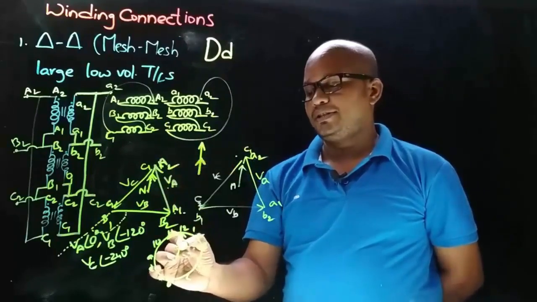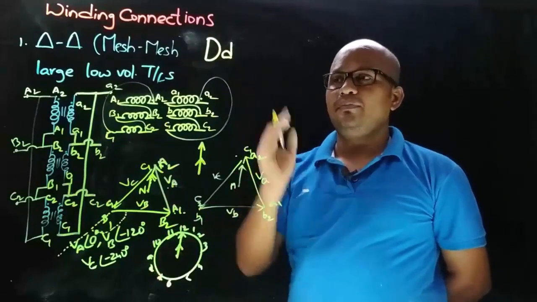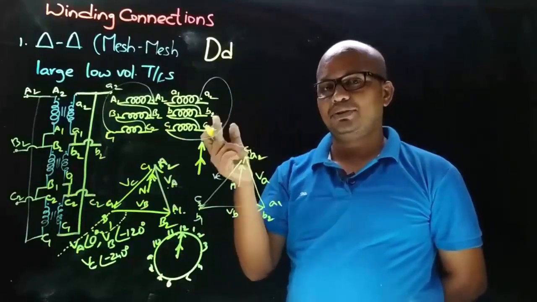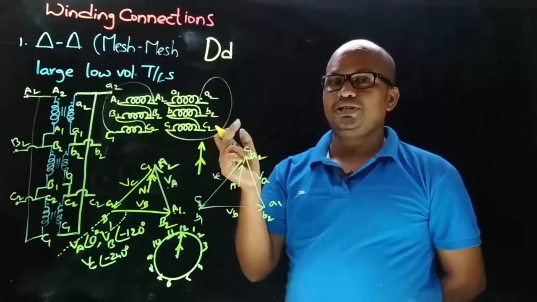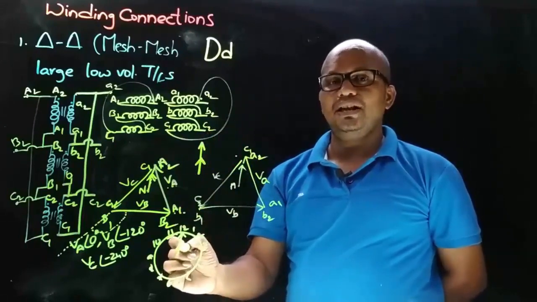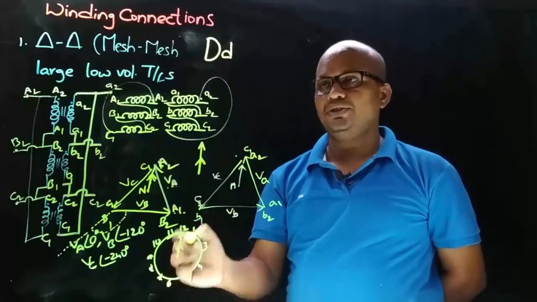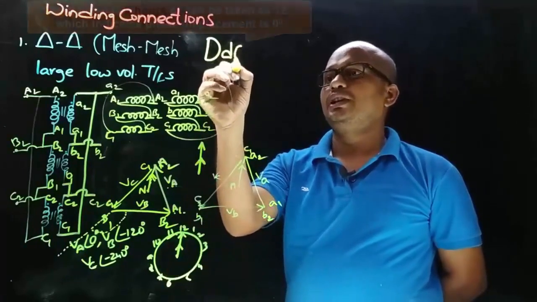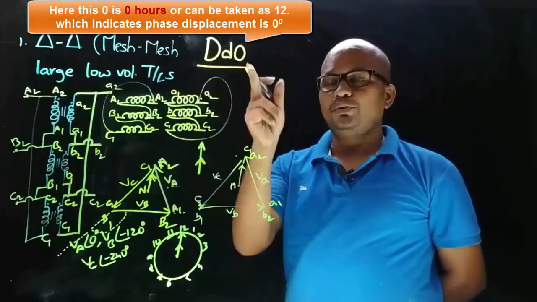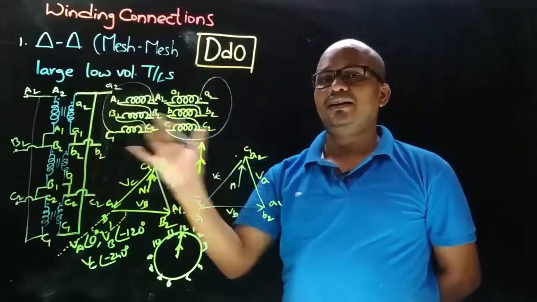So place this secondary side phasor in clock notation like this, and the third numerical from vector group represents the LV side voltage displacement with respect to HV side voltage, and that is given by the angle between the minutes needle and hour's needle. So here the angle between minutes needle and hour's needle is 0, so the third numerical is 0. So this is the vector group symbol for this type of delta-delta connection.